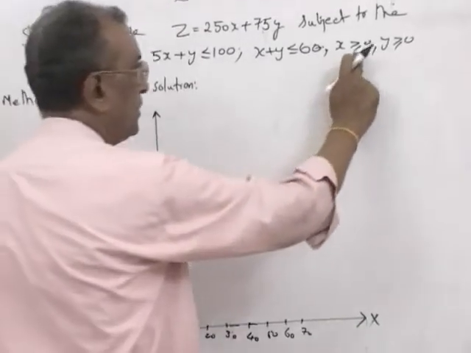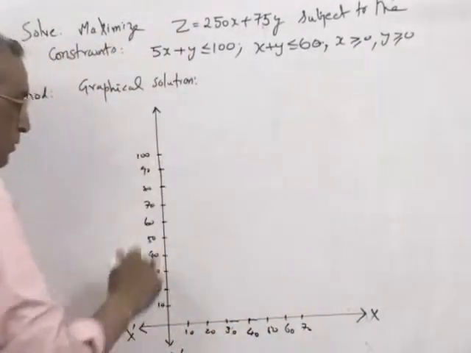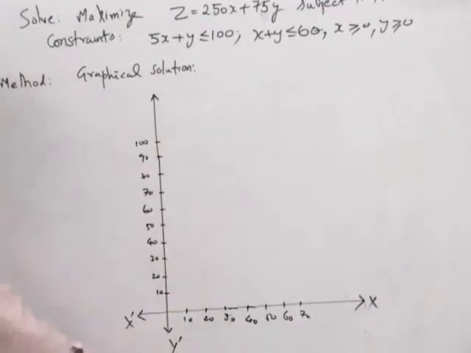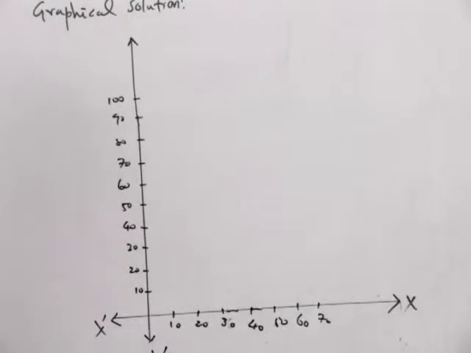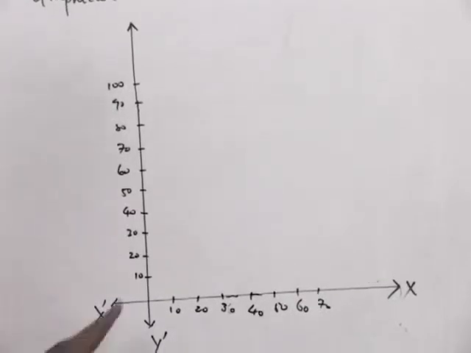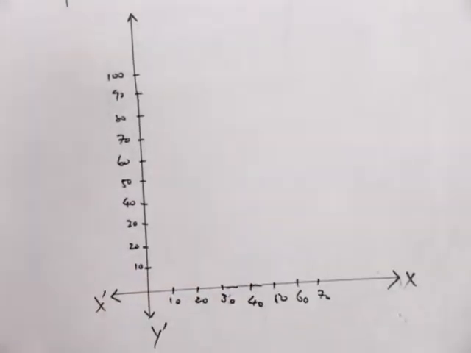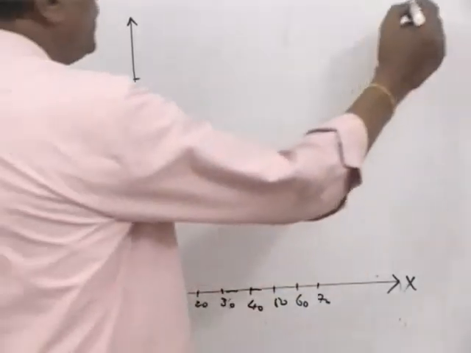Looking at x greater than or equal to 0, y greater than or equal to 0, I am taking only the first quadrant. I am releasing the second, third and fourth quadrants where negative values are being considered, because in the first quadrant x is positive, y is positive. Let's take this equation 5x.